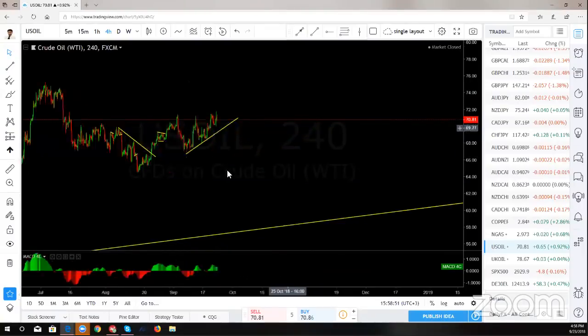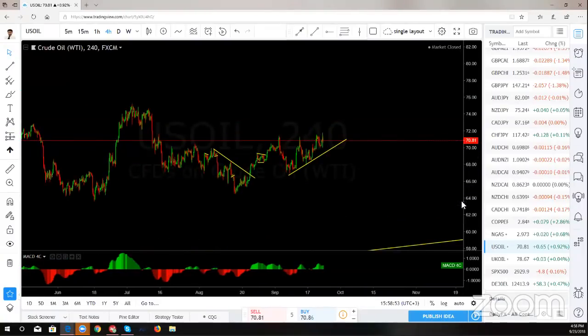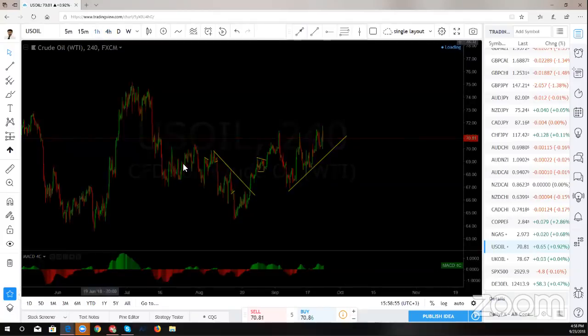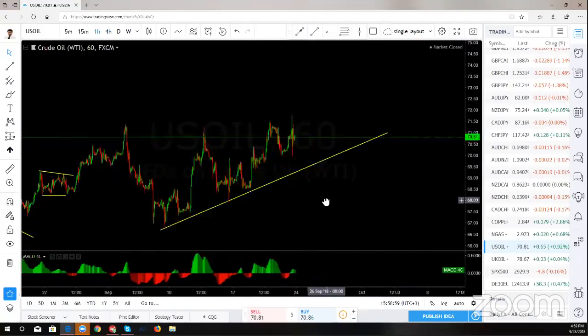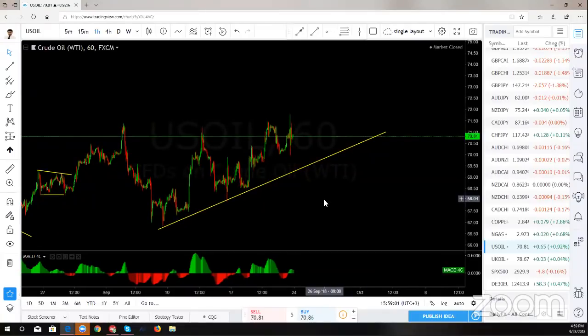So what you look for here now, wait for a pattern to trade. On the 60 minute, you go on the 60 minute and you wait for a flag to sell or a flag to buy. And you don't have either right now. You don't have a flag to buy, you don't have a flag to sell.